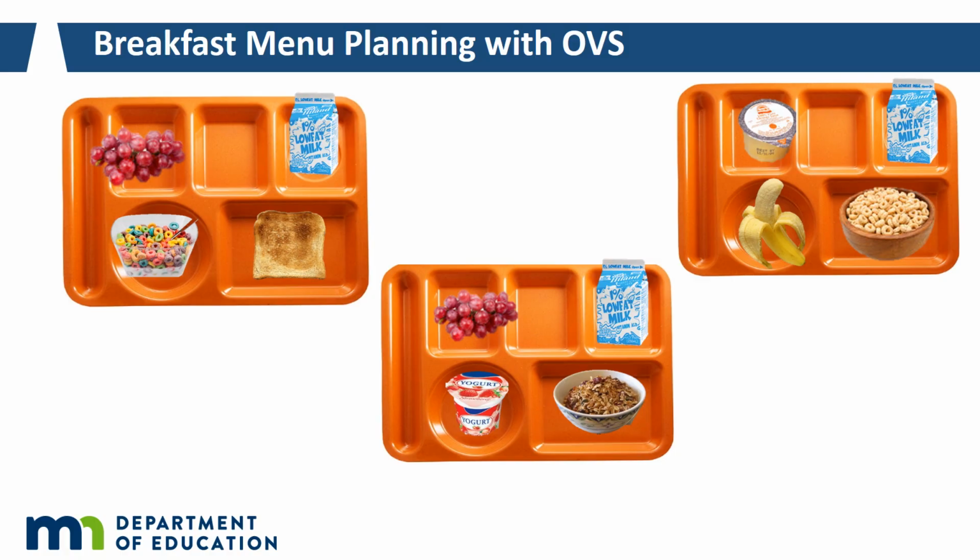Here are the possible breakfast menu combinations, which include the 4 required food items. At the top left, we have a menu that includes a fruit, a milk, a grain, and a grain. At the top right, we have a menu that includes a fruit, a juice, crediting as a fruit, a milk, and a grain. And at the bottom, or the center, we have a menu that includes fruit, milk, grain, and a meat alternate, counting as a grain. And note, you can always offer more than 4 food items if you would like.